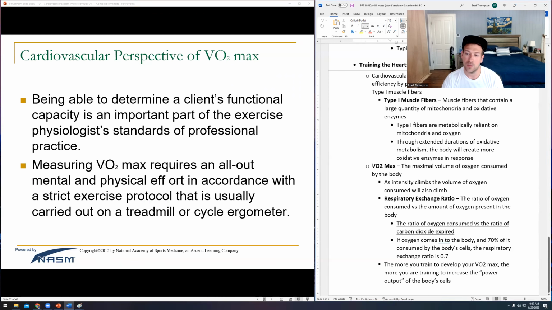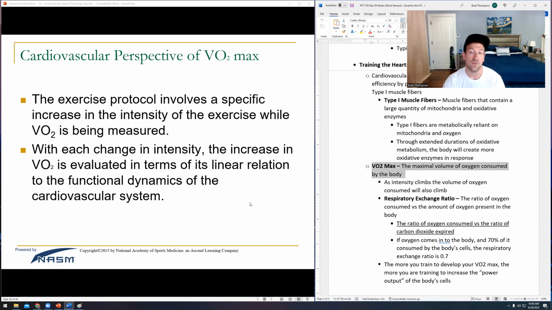So your VO2 max stands for volume of oxygen consumed at maximum. When I say consumed, I mean oxygen goes in, becomes energy, and CO2 comes out. So a high VO2 max is somebody who is consuming lots of oxygen. If you have a lot of muscle mass, a lot of mitochondria, and a lot of materials that consume oxygen efficiently, your VO2 max is going to be really high.